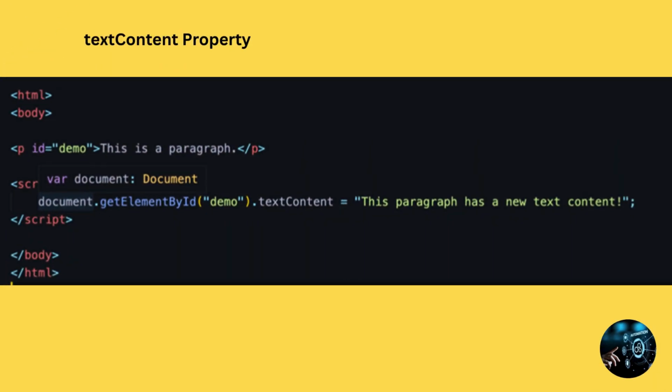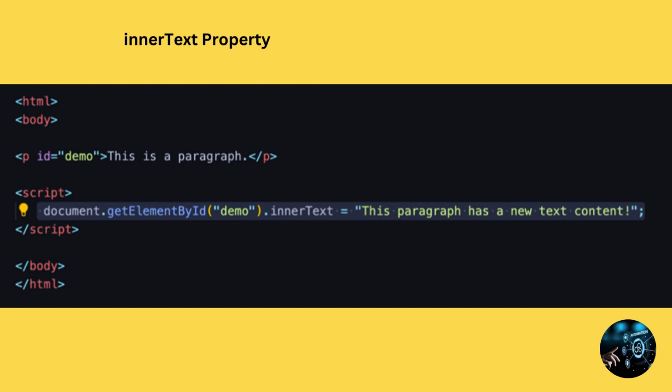Using the textContent property. Similar to innerHTML, the textContent property can be used to set or get the text content of an HTML element. Using the innerText property. The innerText property is similar to textContent and is used to set or get the visible text content of an element.